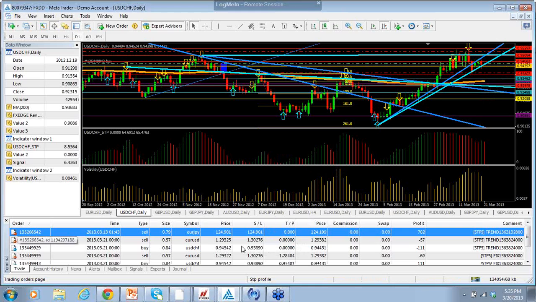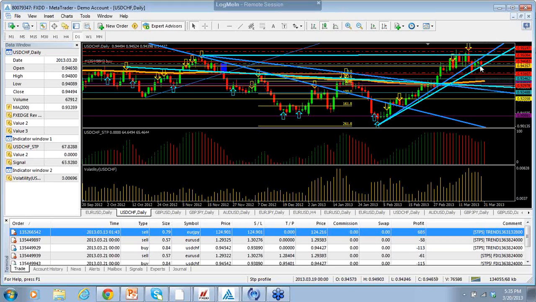94.54 is our entry, stop loss at 93.89, and our take profit is at 95.40, which is very close to the highs here. If we do have a breakout to the upside, it won't take very much for us to hit our take profit, so we'll have to wait and see what price does.